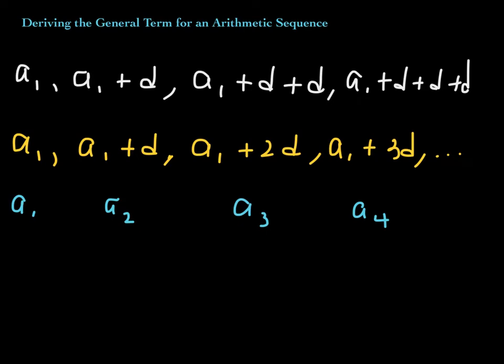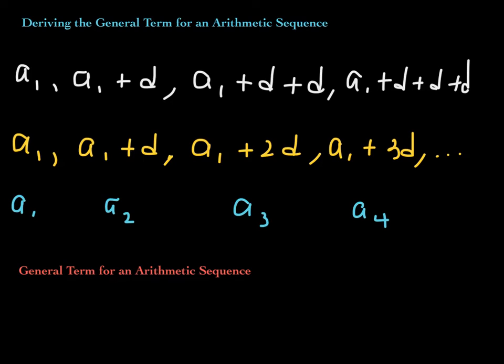First pattern I'd like you to notice is that every single term starts the same. A sub 1, a sub 1, a sub 1, a sub 1. The next thing I want you to notice is how many d's each term has. Look at this. This is the fourth term and it has 3 d's. This is the third term and it has 2 d's. This is the second term and it only has 1 d. And this is the first term and it has 0 d's. So each term has n minus 1 number of d's. In other words, 1 d less than your n value.